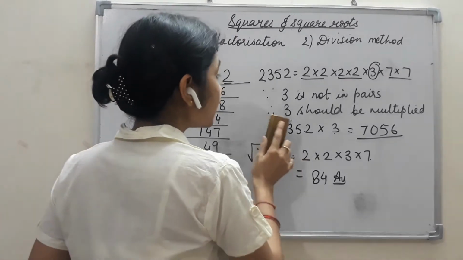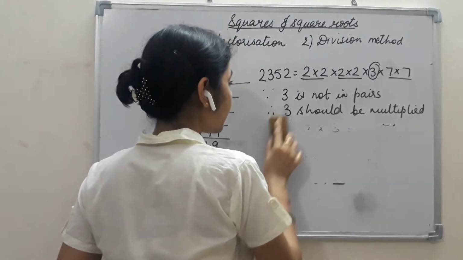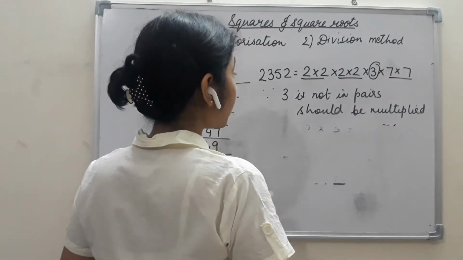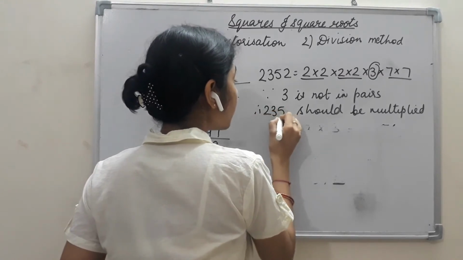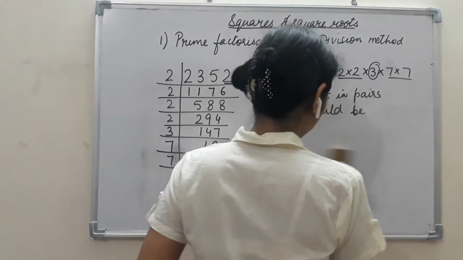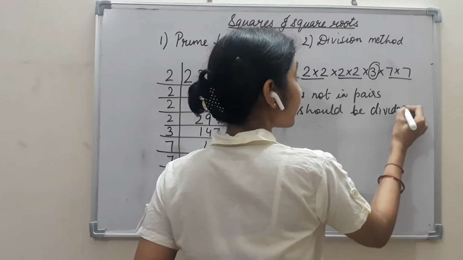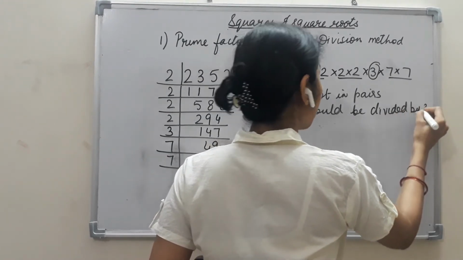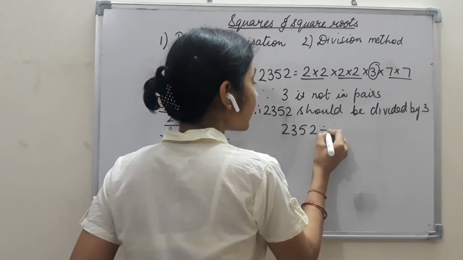Okay, so 3 is not in pairs. So what will we write here? Therefore, 2352 should be divided by 3. Okay, so we will divide this number 2352 by 3.